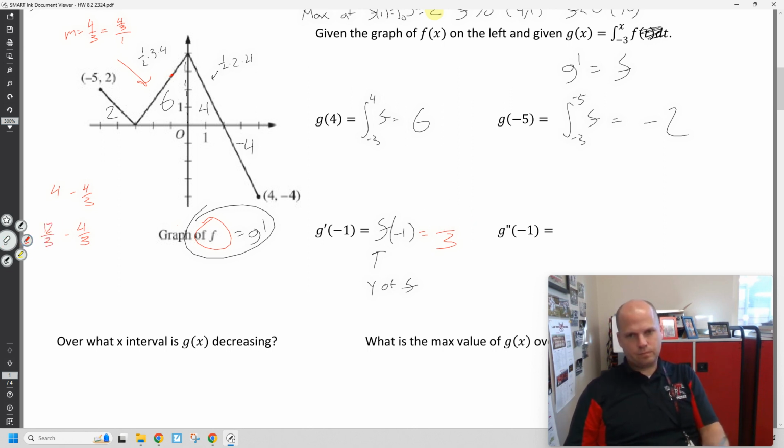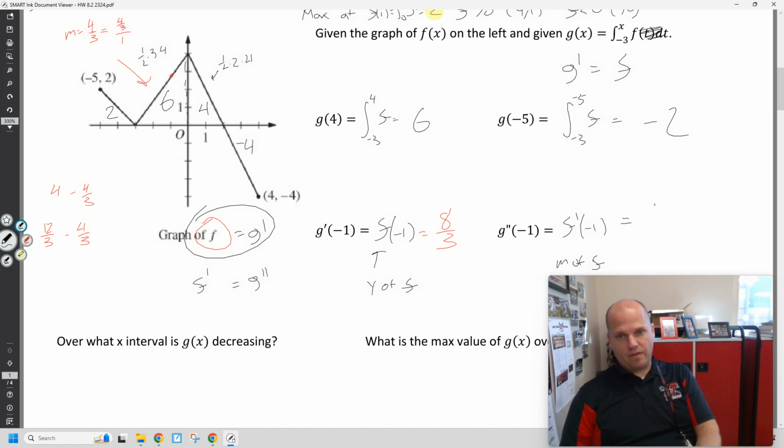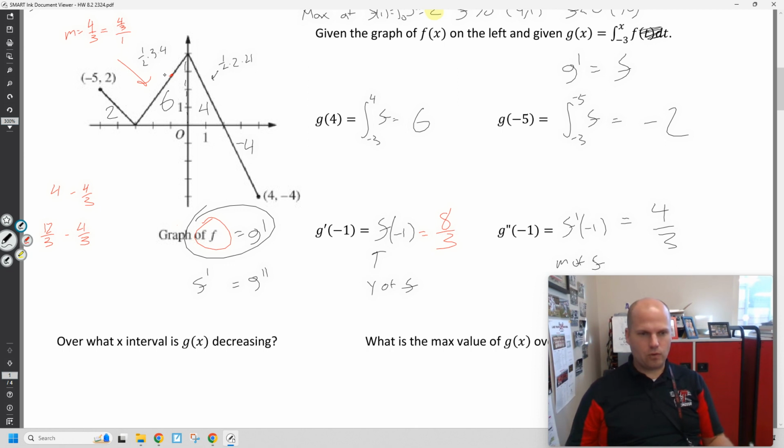8/3. Okay, up 4/3 over 1, I'm at 4/3. Up 4/3 over 1, I'm at 8/3. Tricky. Down 4/3 over 1, I'm at 8/3, coming from 12/3. G double prime, therefore, is F prime. I'm looking for the slope of F. This is the graph of F. The slope of F at -1, up 4 over 3. We found that. That's tricky. Yo, heads up. Good trickiness, like finding a value that's not at a whole number.